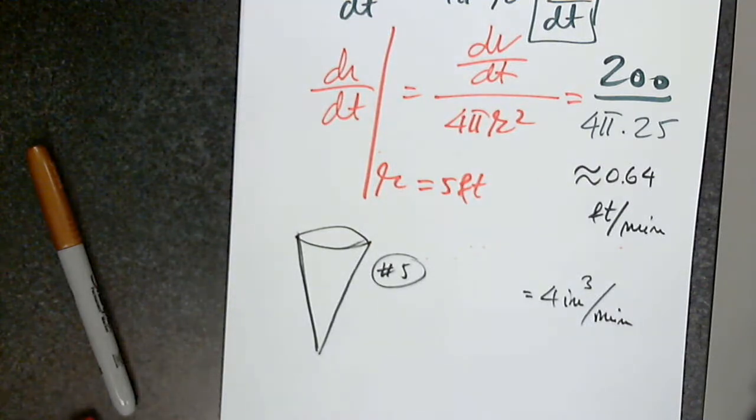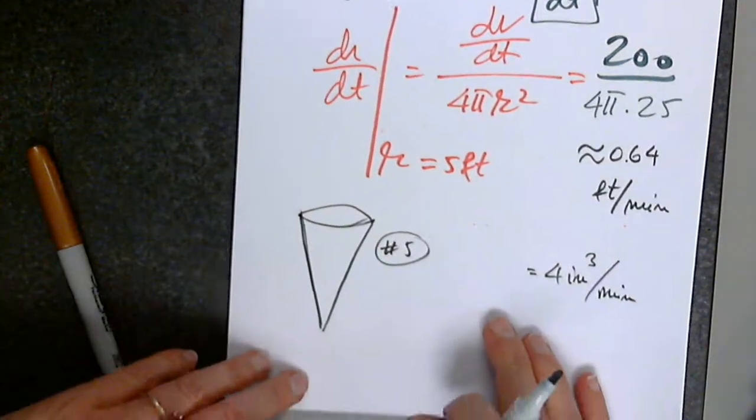Are we going to have to be responsible for knowing all of these formulas for volume and stuff? At least the sphere and the cone and the cylinder, yes. At least that. Okay. And the cube, yeah. Okay. Please.